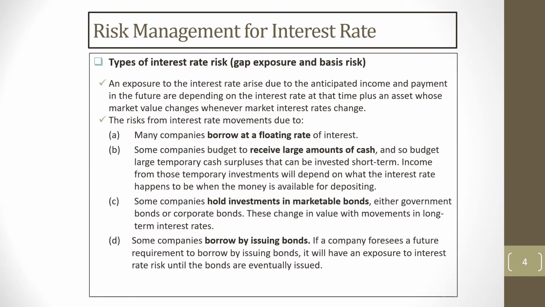Okay, so this continues from the types of interest risk: gap. This is an exposure to interest rate risk. The exposure to interest rate risk arises due to anticipated income and payments in the future depending on the interest rate at that time, plus an asset whose market value changes whenever the market interest rate changes.